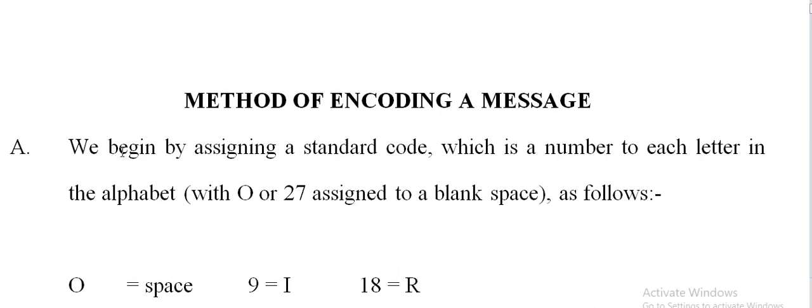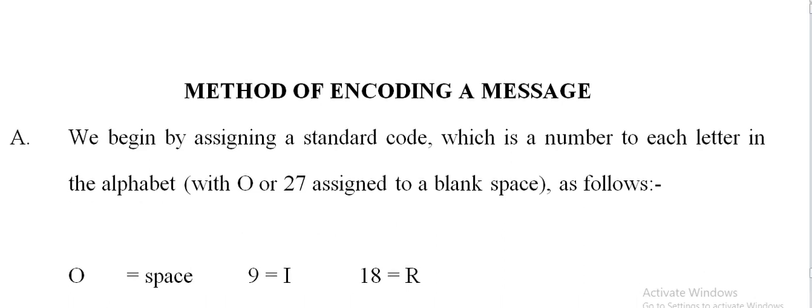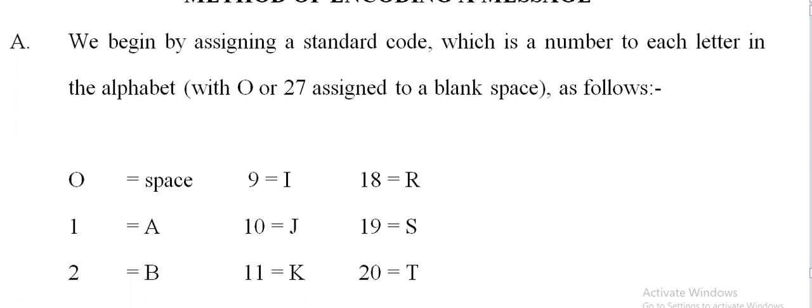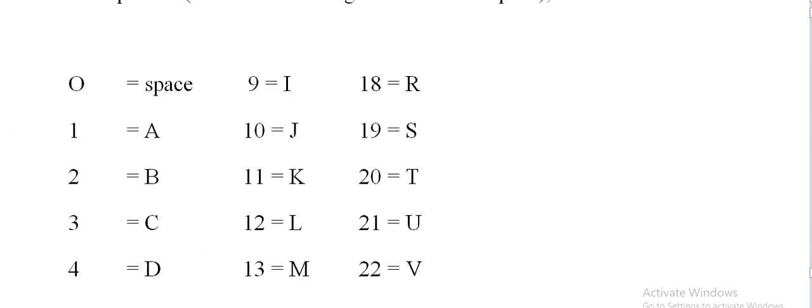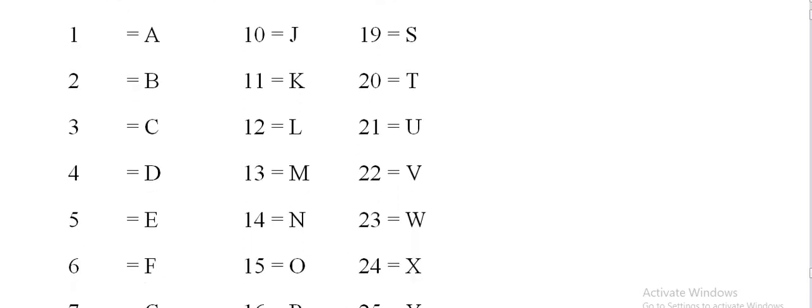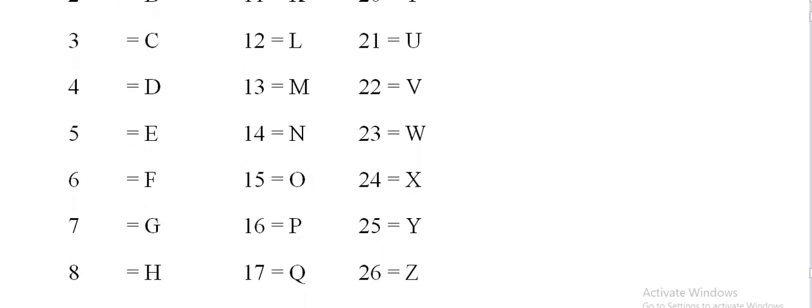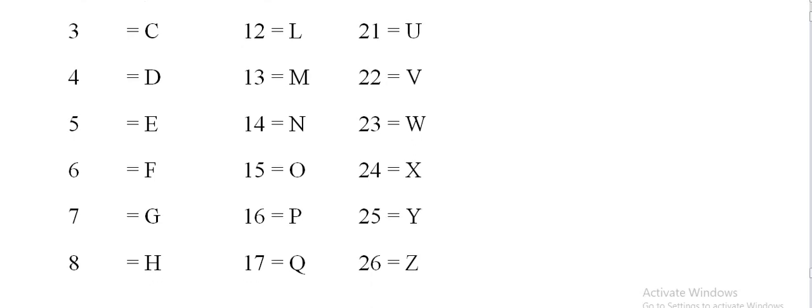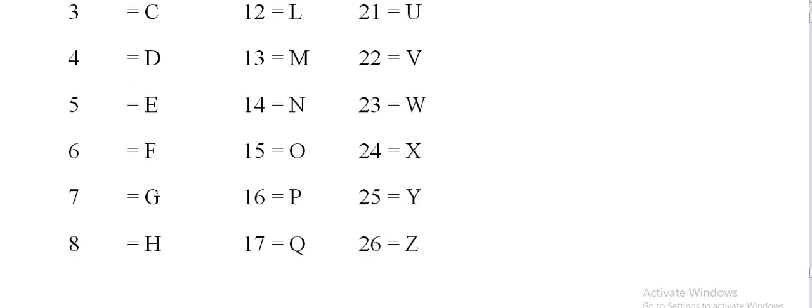The first thing you do is to begin by assigning a standard code, which is a number, to each letter in the alphabet. When you see a space, use 0. Assign starting from letter A, give it 1, down to the 26th letter, which is Z. Just take each of them one after the other and assign it normally. This is just the simplest way of coding a message.